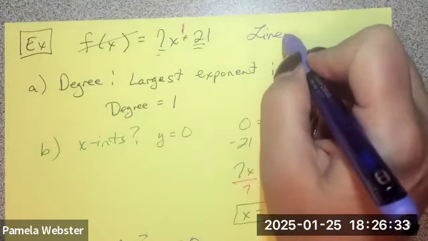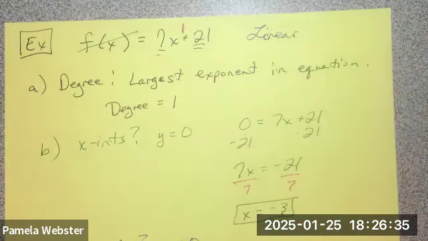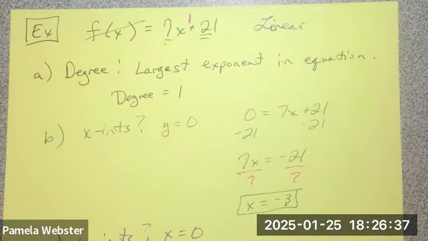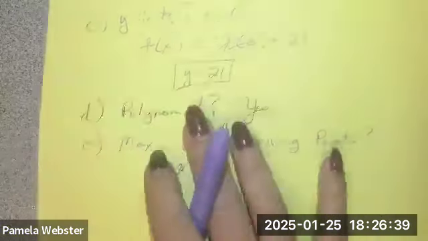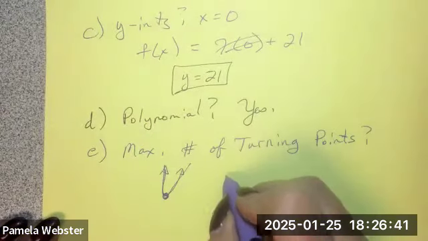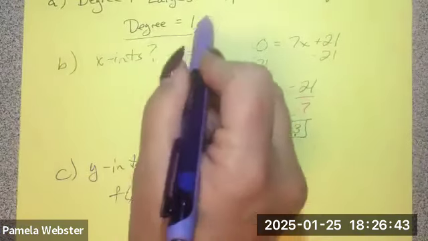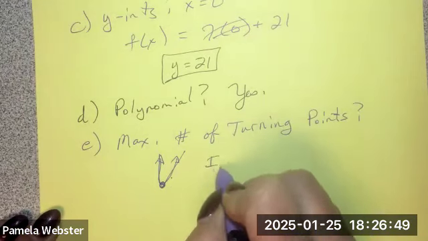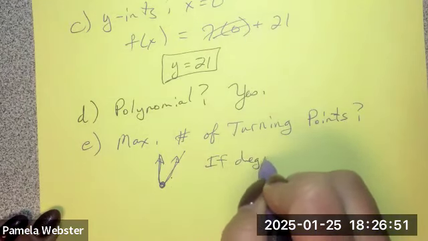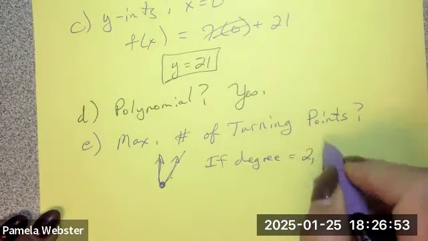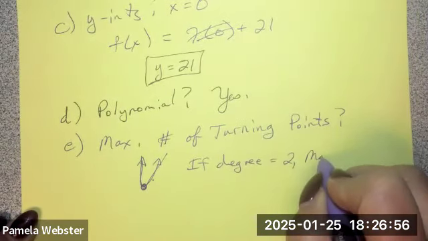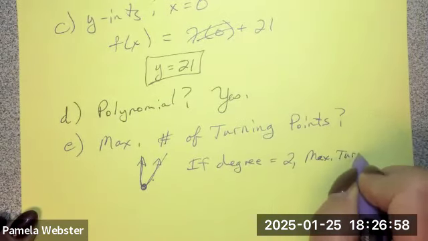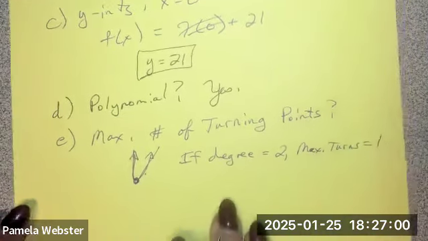If I were to graph this, you could use your calculator, whatever. He's going to be a straight line, okay? But the thing is, his degree is 1. We already said that, right? Degree equals 1. So what did we do here when it was 2? Okay, if the degree equals 2, the maximum turns equals 1. What did we do?